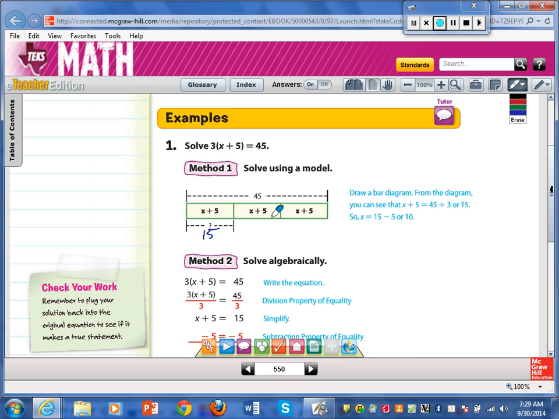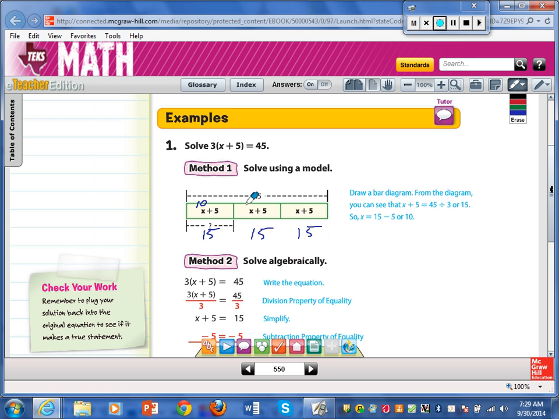That means that this block is also worth 15, and this block is also worth 15. As you can see, 15, 15, and 15 gives you 45. So x is equal to 15 minus 5, or 10. If this group is 15, then x plus 5 has to equal 15. So what number plus 5 gives you 15? 10. So x has to be 10.